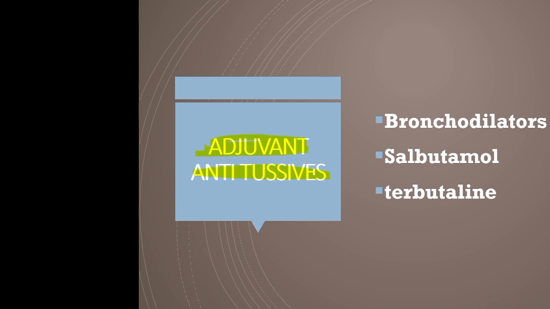And what are examples under the category of adjuvant antitussives? They are bronchodilators, meaning they increase the dilation activity of the bronchi, such as salbutamol and terbutaline. These are the drugs coming under the category of adjuvant antitussives. So what is an antitussive? Antitussives are cough suppressants. They mostly reduce the cough activity, or suppress the cough. So this is about the antitussives.